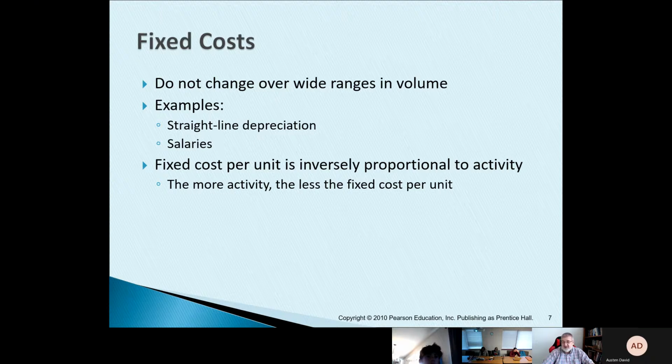Okay. So your fixed cost per unit is inversely proportional to activity. Let's say we're talking about the cost per table. If I'm paying you $400 during that week to make tables and you make one table, what's my labor cost for one table?